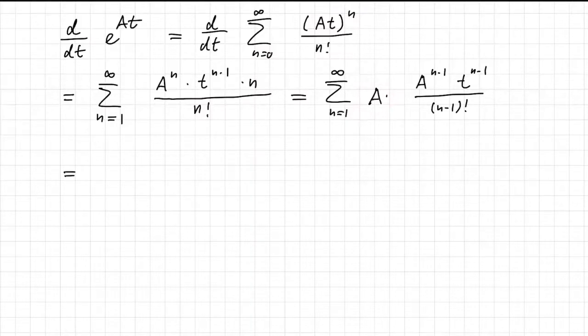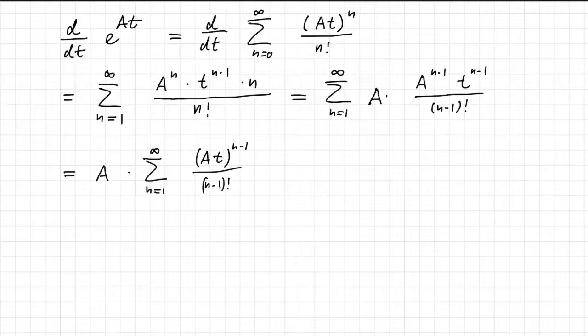So I get a times the sum over n equals 1 to infinity of a times t to the power of n minus 1 divided by (n minus 1) factorial. What I can do now is rename the index n here, and define a new index n prime, which is the same as n minus 1. Then I need to always replace n minus 1 here with n prime. And then we see we actually got back our original definition of the matrix exponential.